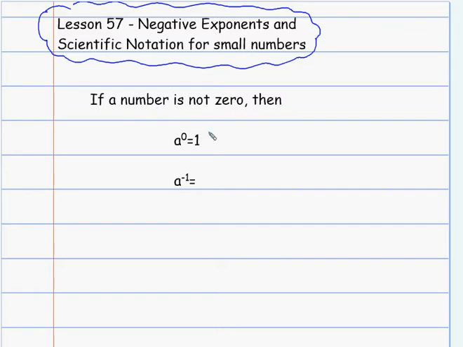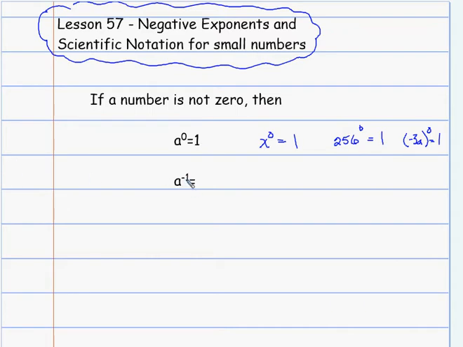If a number is not 0, then a to the 0 power equals 1, which just means that any number, not 0, to the 0 power is 1. So if you have x to the 0 power, that's 1. Or 256 to the 0 power is 1. Or negative 3a to the 0 is 1, as long as that's in parentheses. Anything to the 0 power is 1.